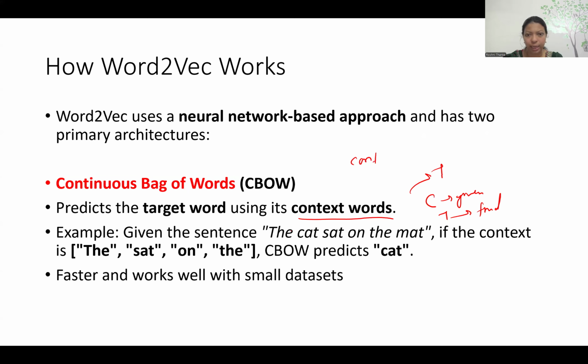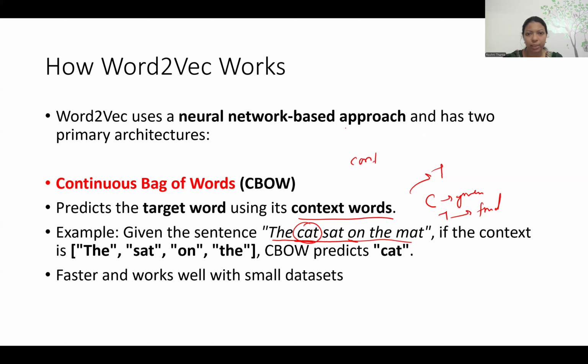For example, let us take a sentence: The cat sat on the mat. This is the given sentence. I want to predict what will come in this place. I'm going to make a blank place here. So I'll give the dash sat on the mat.